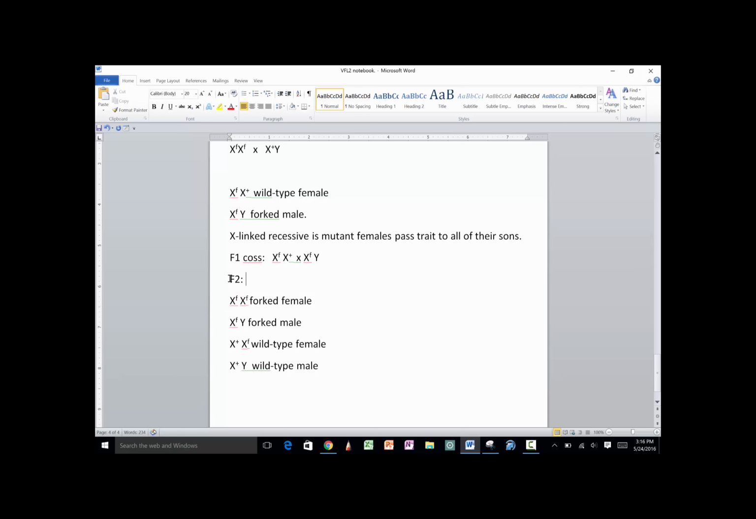Now you'll notice at this point it's one of these, one of these, one of these, and one of these. So there's no difference between males and females in the F2 generation when you do the cross this way. But there's a difference here. The males and females are different. So now let's test this. So now we're going to go back and grab our forked males and our wild type females, cross them together, and see if that's what we get.